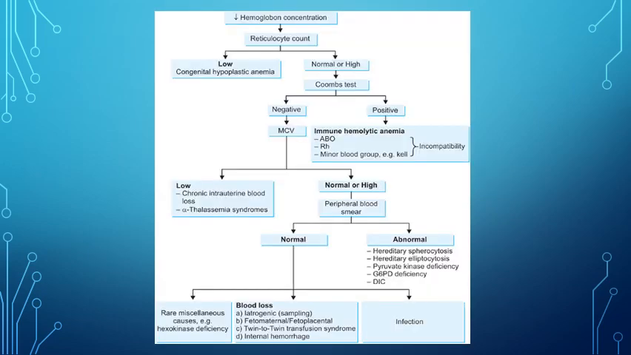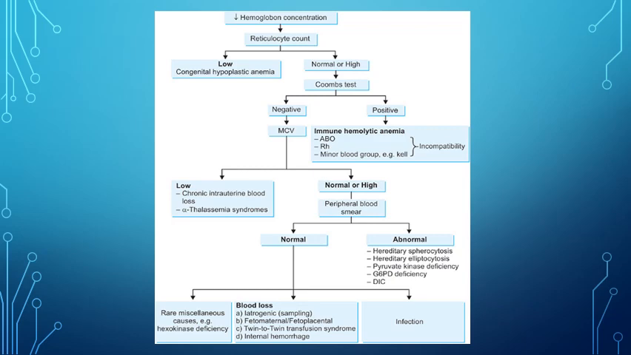We have a diagram to summarize the workup to diagnose a case of neonatal anemia. First of all, there is a decrease in the hemoglobin concentration. We have to perform a reticulocyte count. With a low reticulocyte count, congenital hypoplastic anemia should be considered. With a normal or high reticulocyte count, we have to do the Coombs test. If it is positive, we have to think about immune hemolytic anemia like ABO, RH, or minor blood group incompatibility.